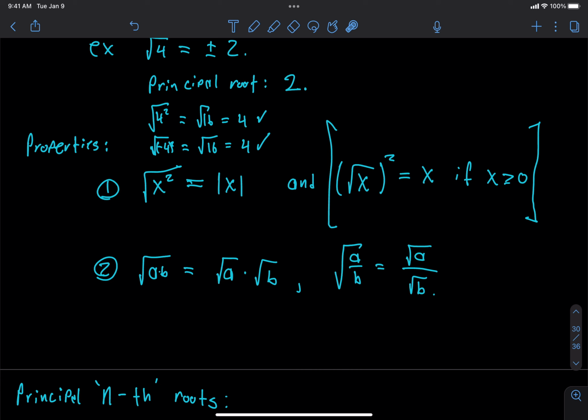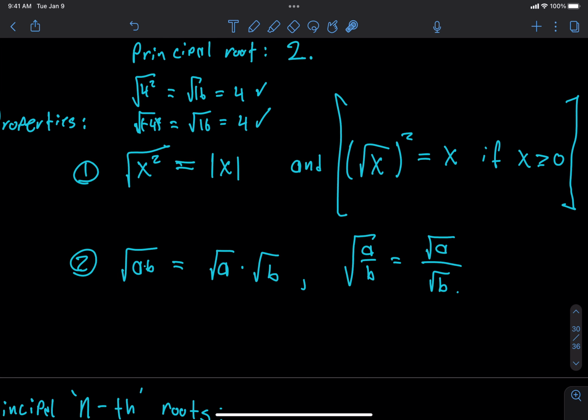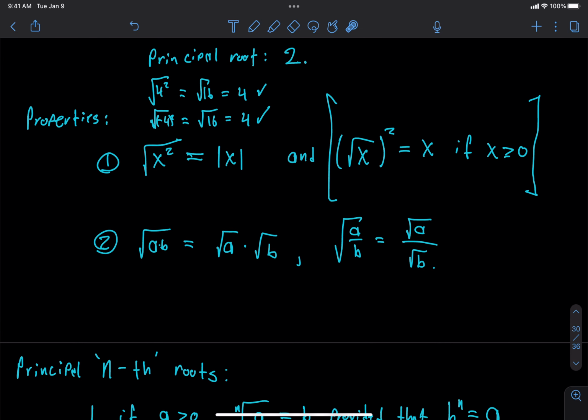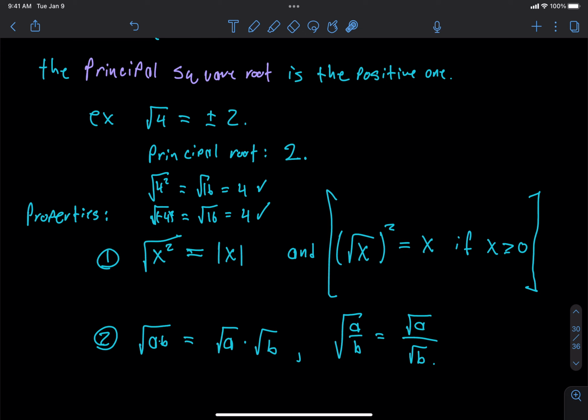Okay, the second property is that if we do the principal square root of two numbers being multiplied together, that's the same as if we just do the square roots of each number and then multiply. So I can exchange the order of multiplication and these square roots. Likewise, with division, we know division is just fancy multiplication. So if we do the square root of a fraction, it's the same as the square root of the numerator divided by the square root of the denominator. Okay, any questions about the properties of square roots or the principal square root so far?